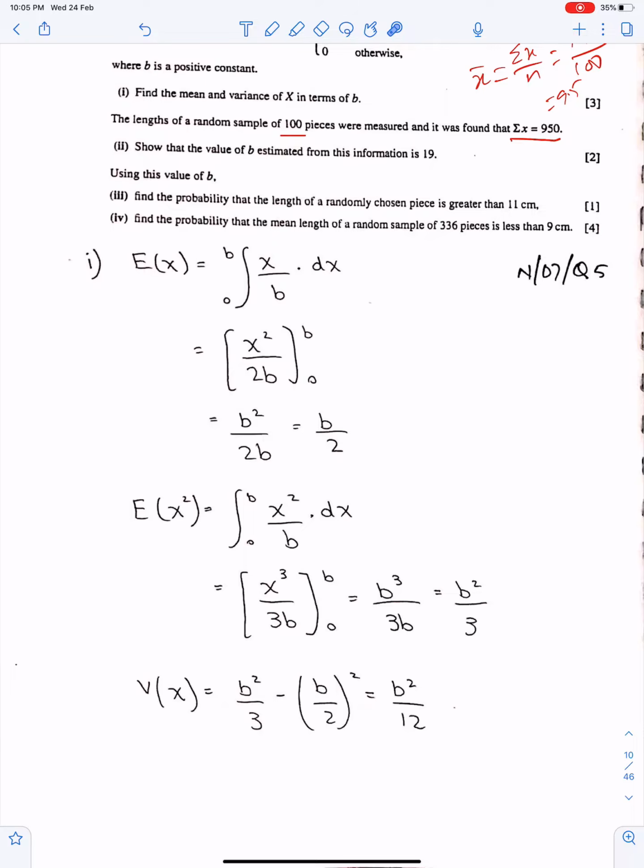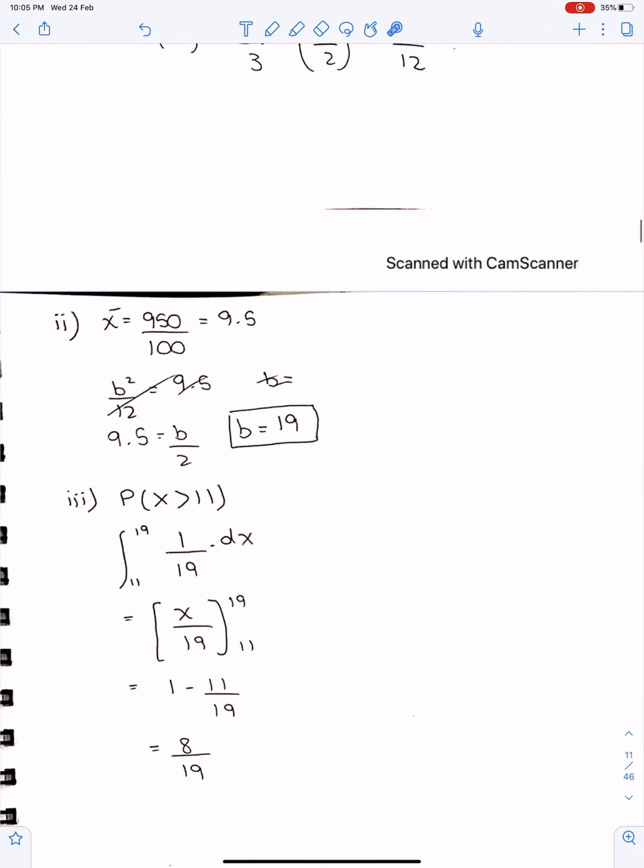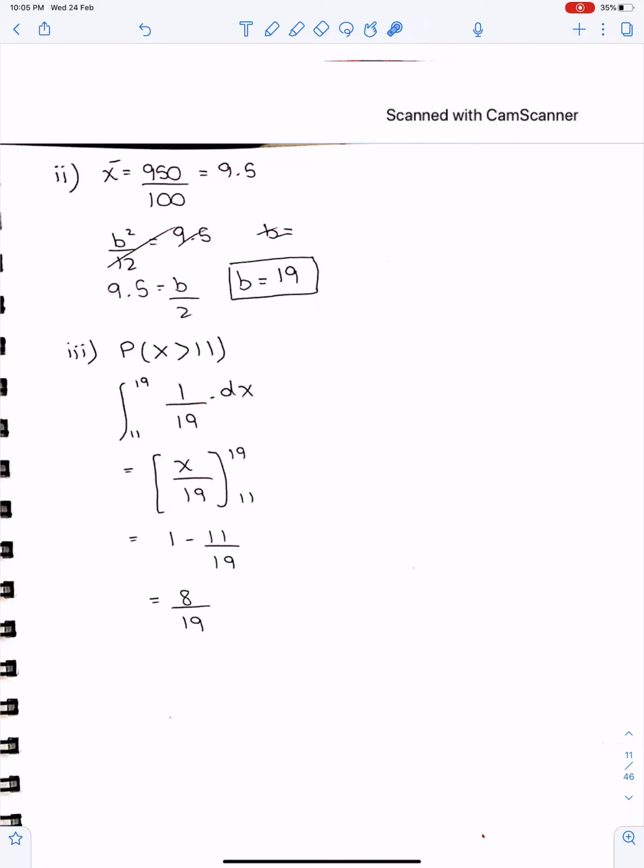We need the value of b. Show that b estimated from this information is 19. So you just need to equate 9.5 with this b upon 2. By equating 9.5 with b upon 2, we can get the value 19. It's here.